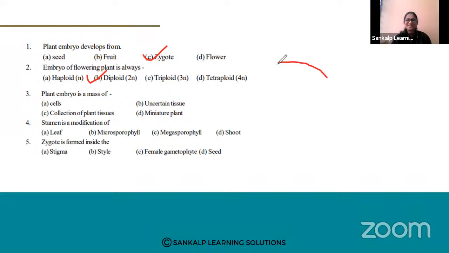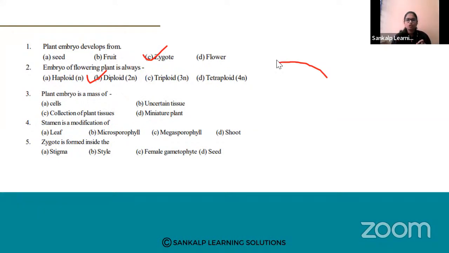Plant embryo is a mass of A, cells, B, uncertain tissue, C, collection of plant tissues, D, miniature plant. Yes guys, I appreciate your answering, but if you answer before I complete the question, it will be difficult for me. So if you answer once I read all the options, it will be good. And please mention the question number and then answer.